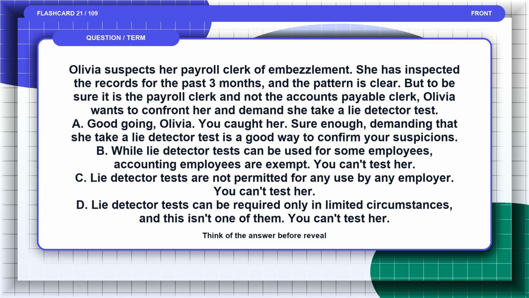Sure enough, demanding that she take a lie detector test is a good way to confirm your suspicions. While lie detector tests can be used for some employees, accounting employees are exempt. You can't test her. Lie detector tests are not permitted for any use by any employer. You can't test her. Lie detector tests can be required only in limited circumstances, and this isn't one of them. You can't test her. Pause and think of the answer before the reveal.